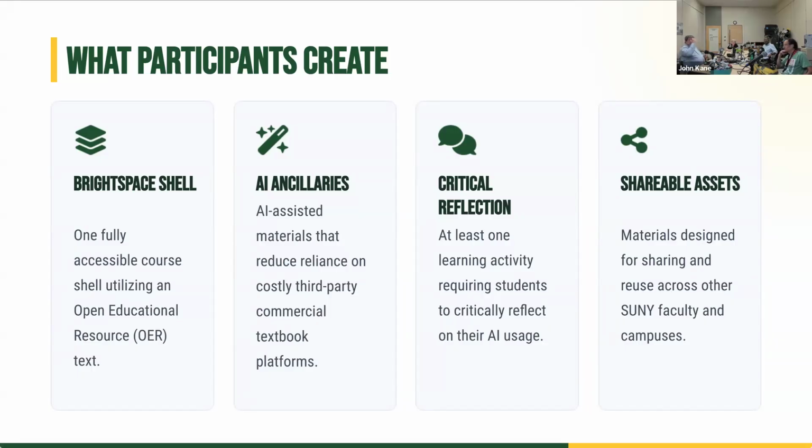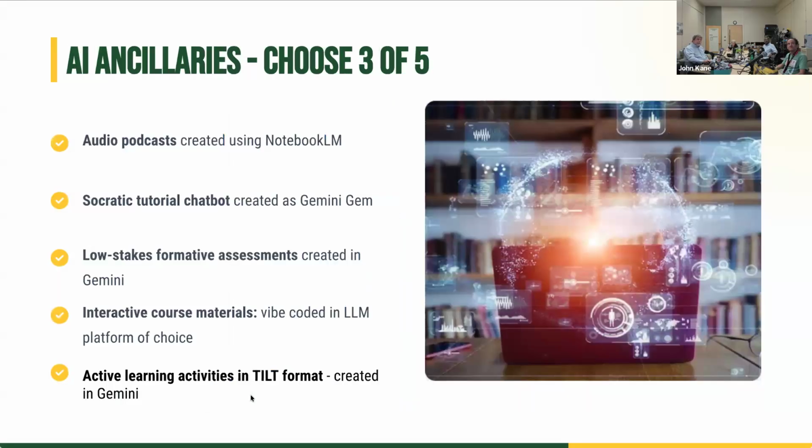You'd also be developing some ancillaries, which could be things for formative assessment. We'll go over the specific details of that later. There'll be at least one learning activity requiring students to critically reflect on how they're using AI, which is something we should probably be doing anyway. You could do that throughout the course, but there should be at least one where students are using AI in a manner that's critical and reflective. And anything that you'd be creating would be shareable under a Creative Commons license for reuse across SUNY faculty and campuses.